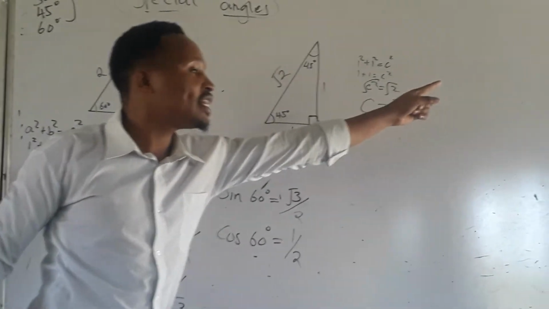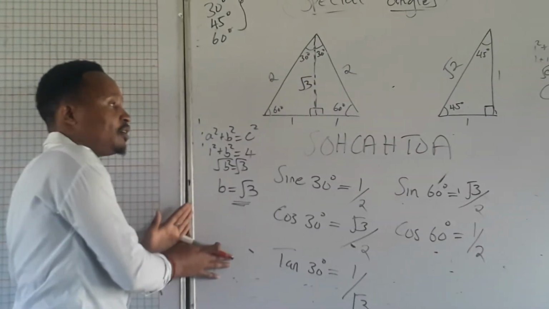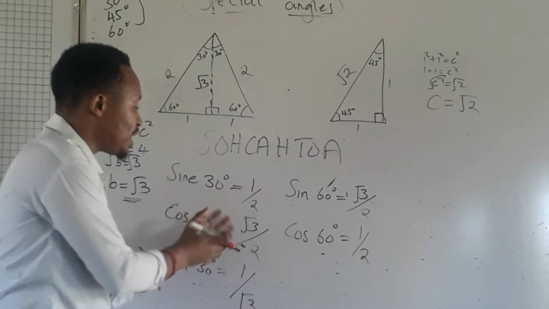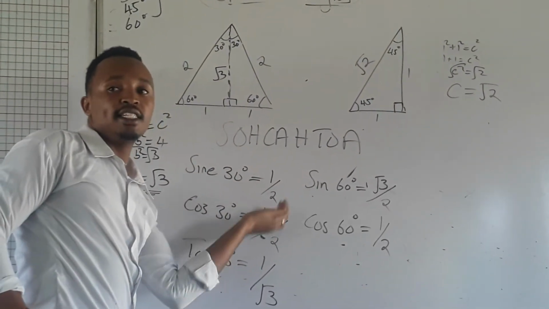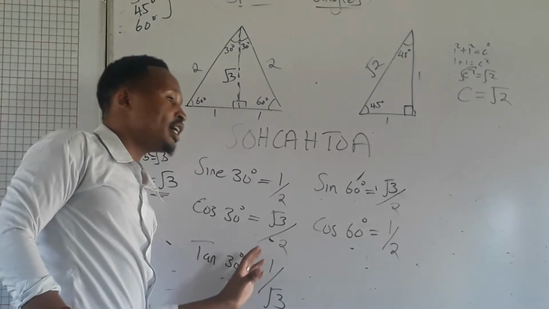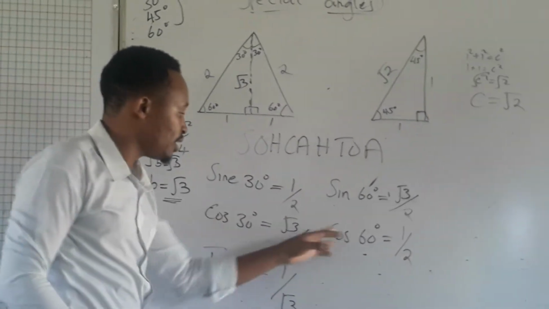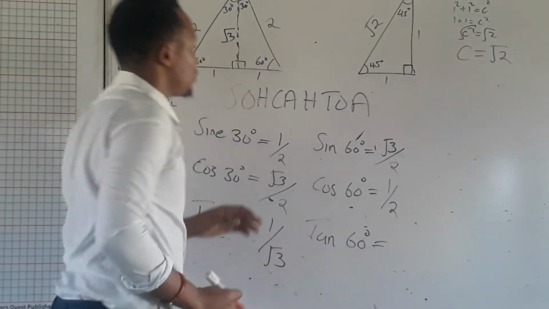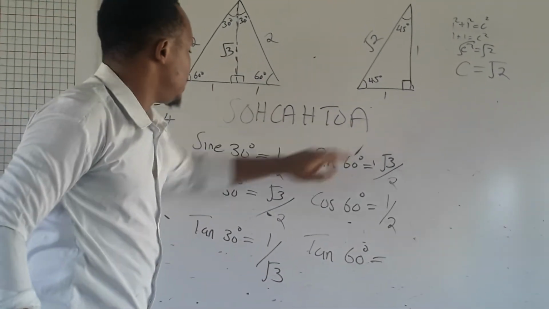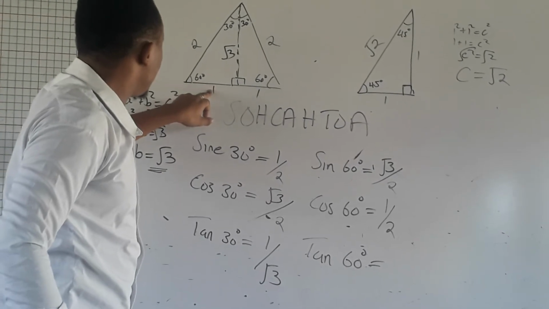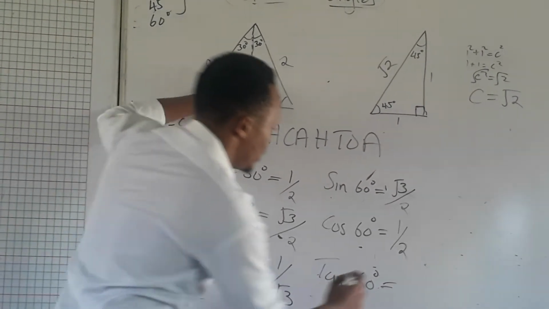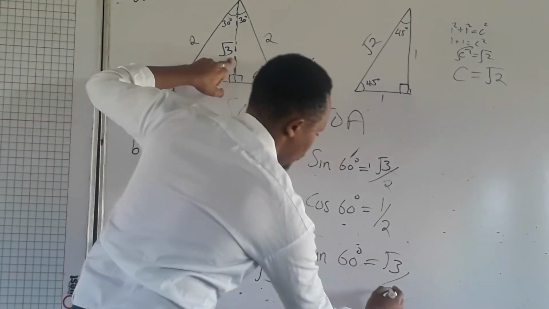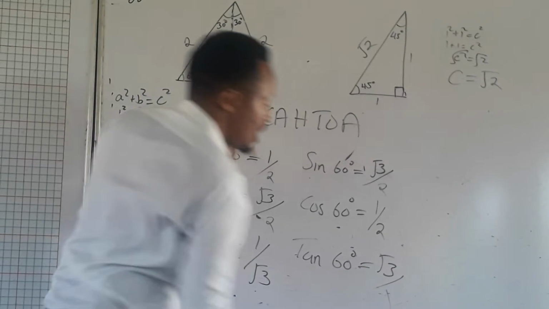So for you to understand that, you need to know this concept here. So when you need to know this concept, do not try to convert these numbers to decimals. Leave them as they are, in surd form and in fraction form. Are we together? Yes. Let us go to tan 60 degrees. Tan is opposite over adjacent, so it's root 3 over 1. Are we together? Yes.